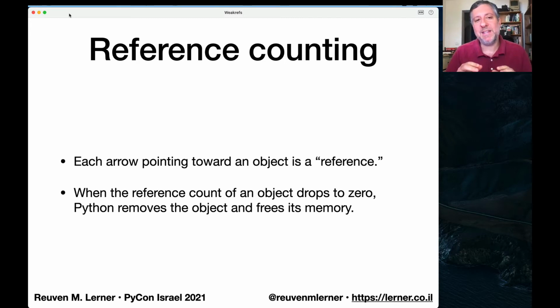What it's doing is something known as reference counting. Each of these references, each of these arrows pointing toward some data, is one reference. And when the reference count of an object drops to 0, Python removes the object from its memory and frees it up, returns it to the operating system. Now, this is not the only part of garbage collection in Python. There's both the reference counting and then an actual system they call garbage collection, but we're going to ignore that second part for the purposes of this talk.